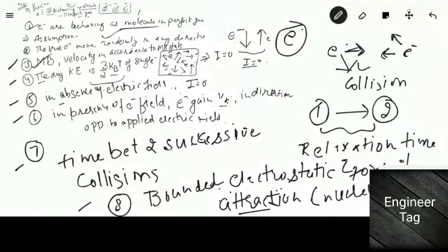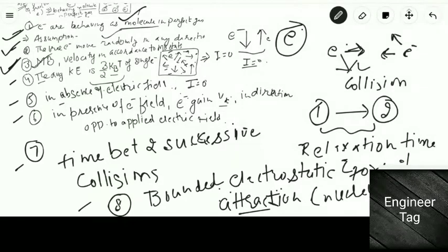Okay, so these are the assumptions of your classical theory. First one is that electrons are behaving as molecules in a perfect gas. Second, since molecules in a perfect gas behave randomly, we have random motion in any possible direction. Third one is that they obey the Maxwell-Boltzmann statistics.